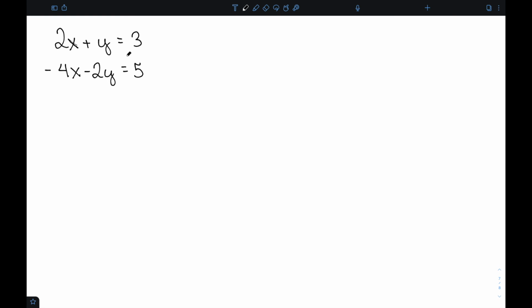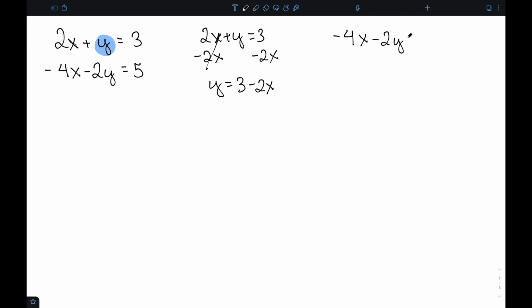Next, let's look at 2x plus y equal to 3 and negative 4x minus 2y equal to 5. I'm going to start by solving my first equation for y. I will subtract 2x from both sides, and that leaves me with y is equal to 3 minus 2x. I'm then going to take my other equation, my second equation, and I'm going to change the y to 3 minus 2x. That tells me I have negative 4x minus 2 times 3 minus 2x equal to 5.